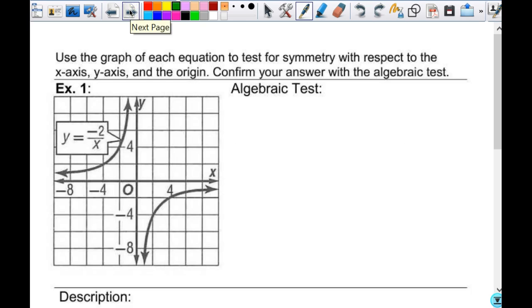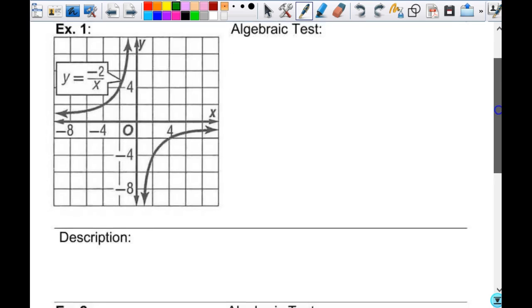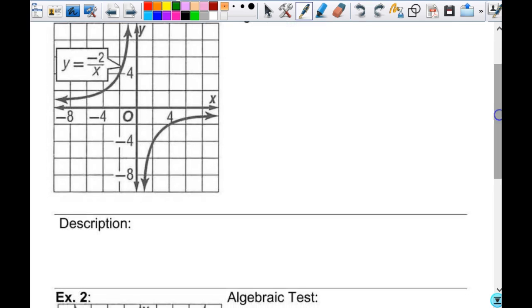Because if you have the graph, which you won't always have, that's also why you need the algebra test. If you have the graph, then you can look at it and ask, does this have y-axis symmetry? Can I reflect this in the y-axis and it looks exactly the same? No. Does it have x-axis symmetry? No. Does that have origin symmetry? Yes. So we're pretty sure it has origin symmetry, right? But then we have to test it to prove that. So we've got the algebra test and then the description. In the description, I'm going to go ahead and put origin symmetry because I think that's where I'm going with this.